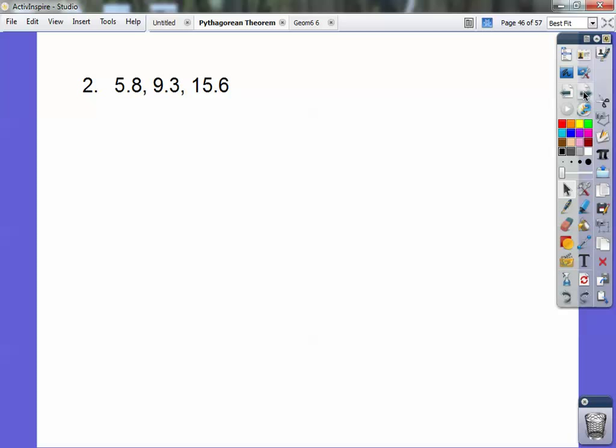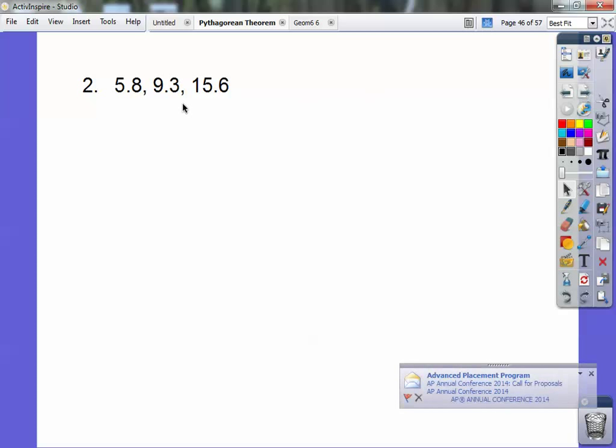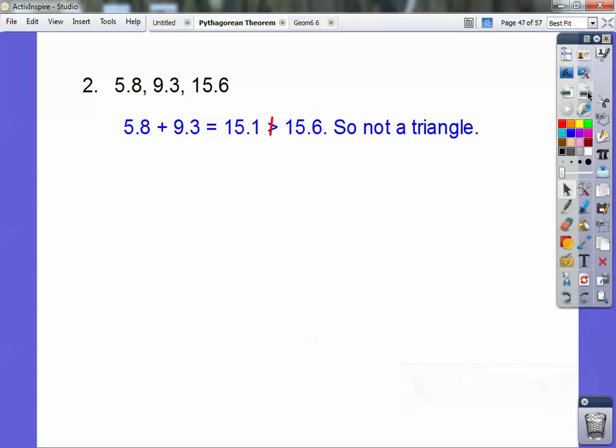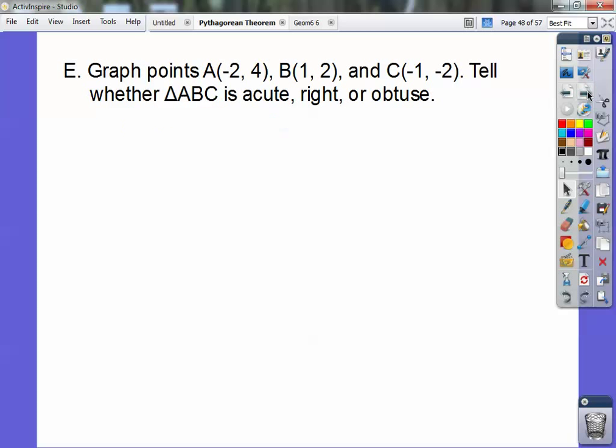5.8, 9.3, and 15.6. Okay, we've got to check. Is 5.8 plus 9.3 greater than 15.6? No, so it's not even a triangle. So you're done with that one, you guys. You don't even need to go on any further because it's not a triangle. All right, so watch yourself when you're doing that on your homework.